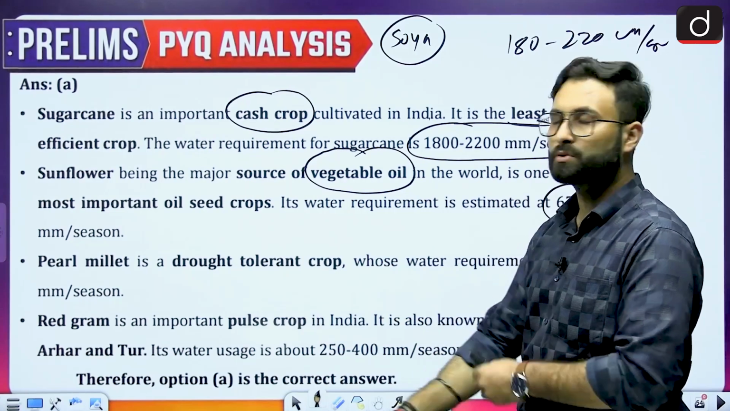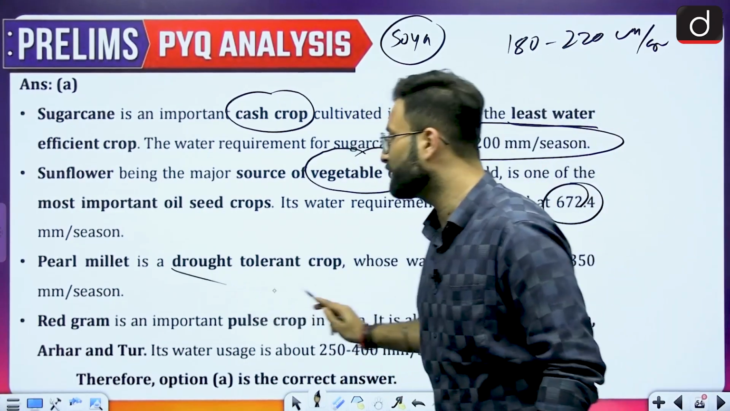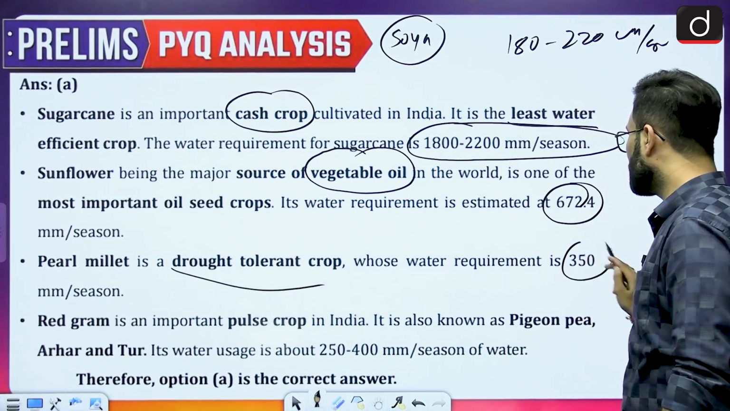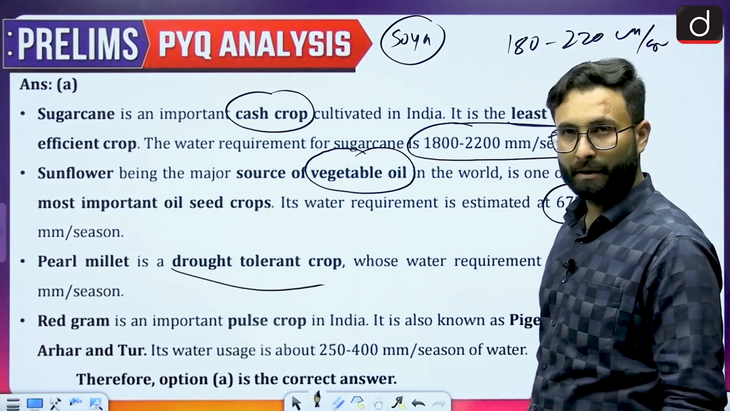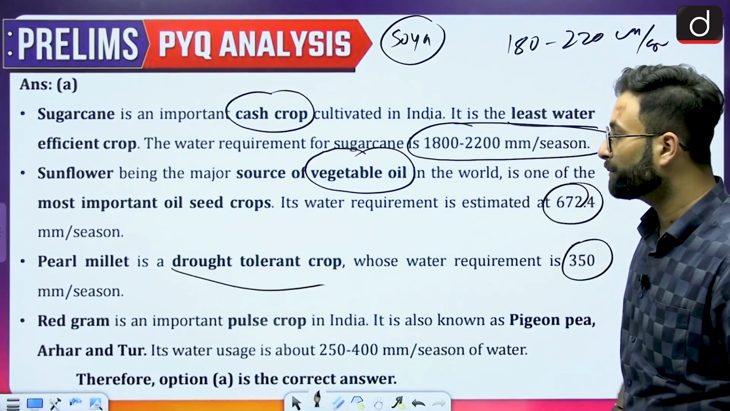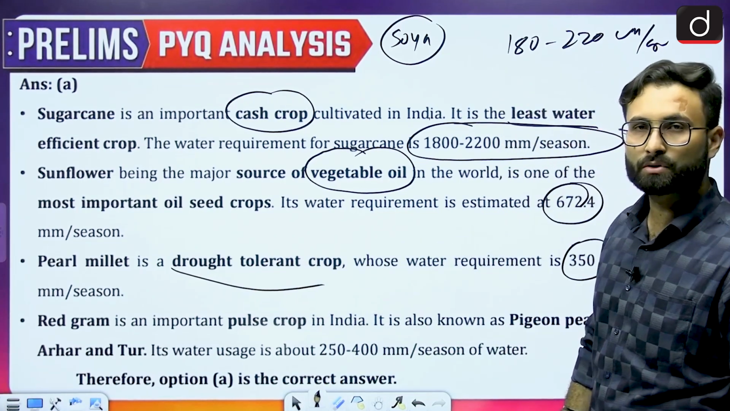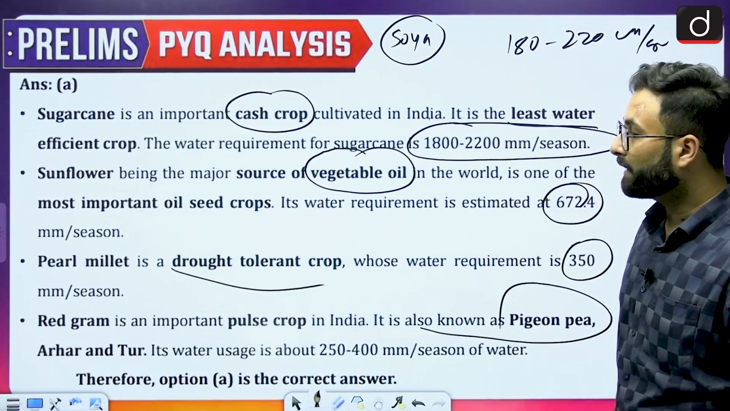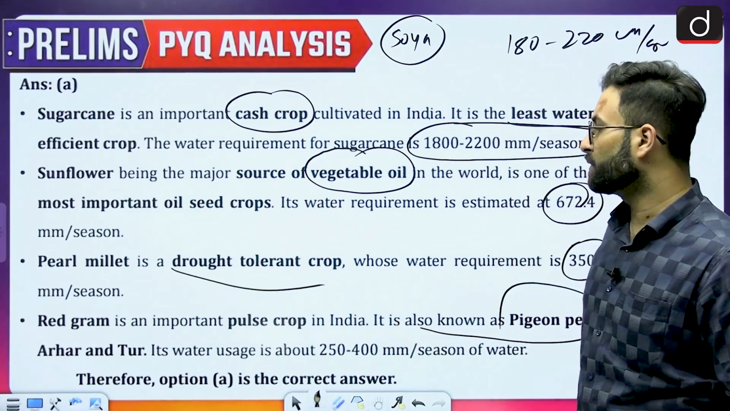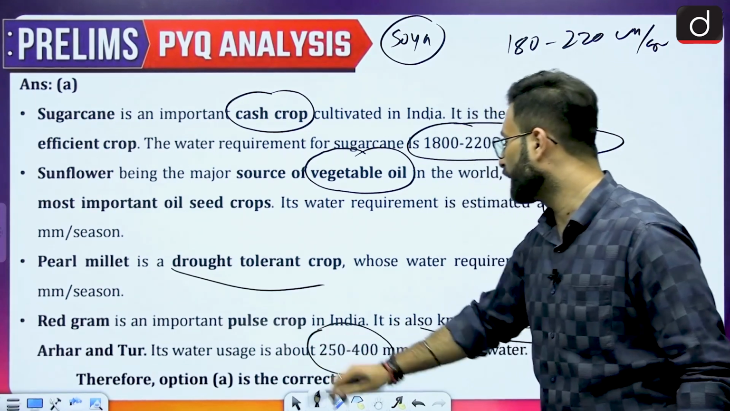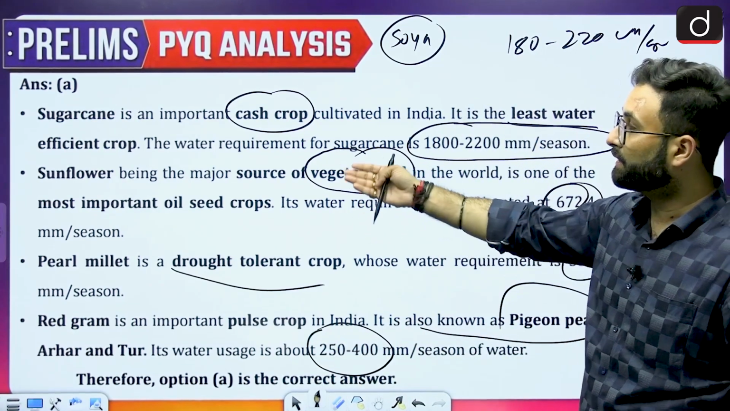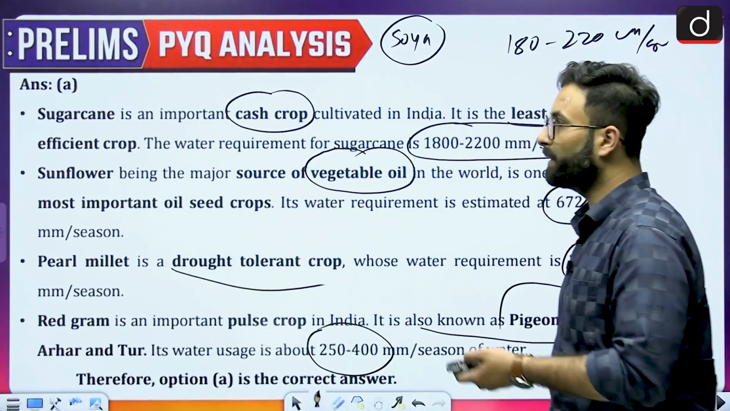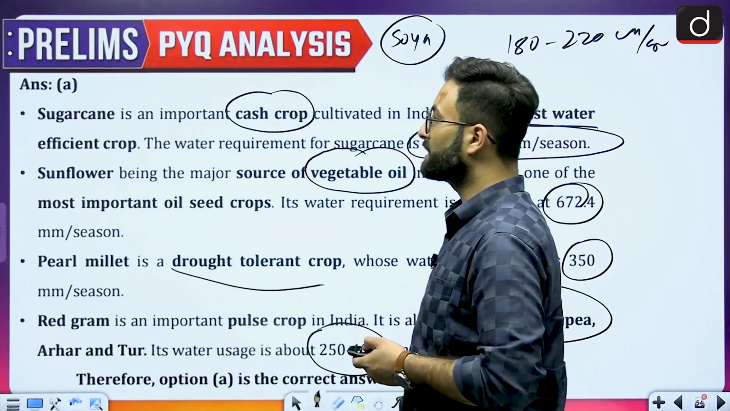Pearl millet is a drought tolerant crop. As I told you, we can grow that in Rajasthan as well, so the water requirement is very less, that is 350 mm per season. Then red gram is also an important pulse crop. It is also known as pigeon pea, arhar and tuar. The water usage is somewhere around 250 to 400 mm. So here you can see the other crops like sunflower, pearl millet and red gram have less water requirement. Sugarcane is the only option with a high water requirement.